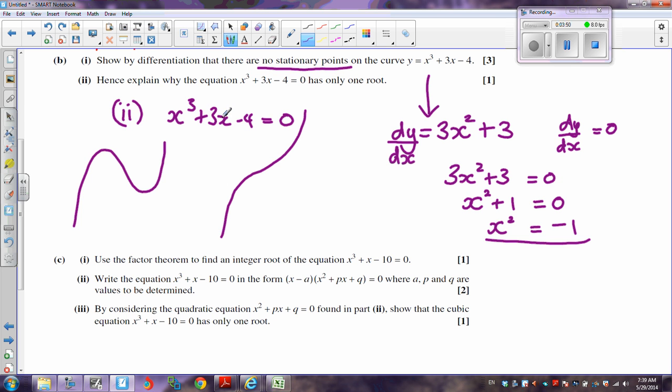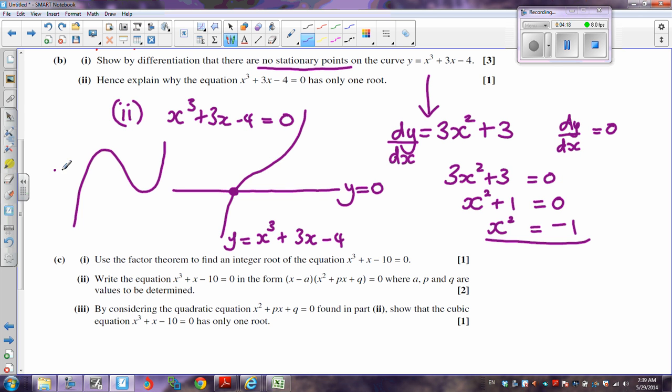Now, if you're solving x cubed plus 3x minus 4, so this is the curve y equals x cubed plus 3x minus 4, if you're solving the equation where x cubed plus 3x minus 4 equals 0, you are talking about the part of the curve where the curve cuts the x-axis, or the line y equals 0.